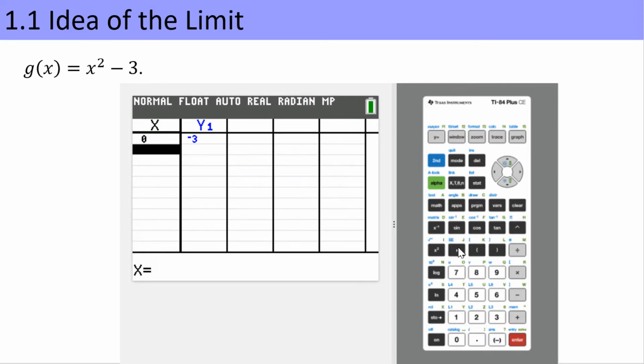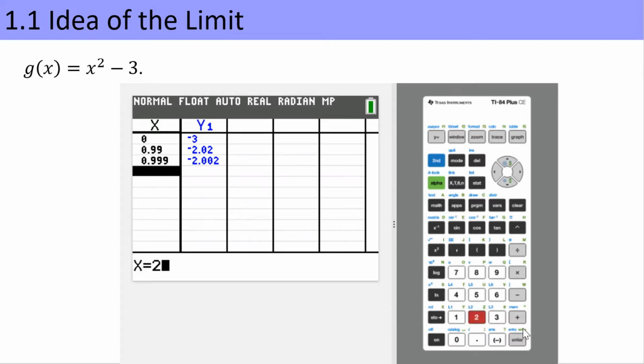Let's approach getting closer and closer to 1, so we'll do 0.99. That's almost 1. And we get -2.02. Let's get even closer, so let's do 0.999, and we get -2.003. Now that's us approaching from the left-hand side.